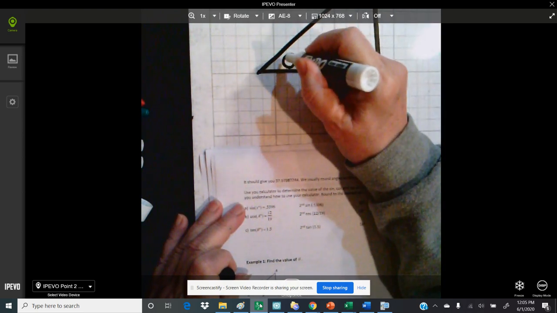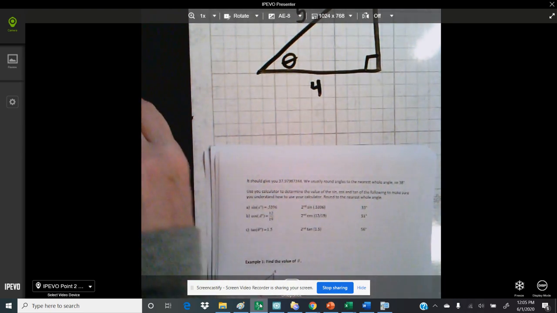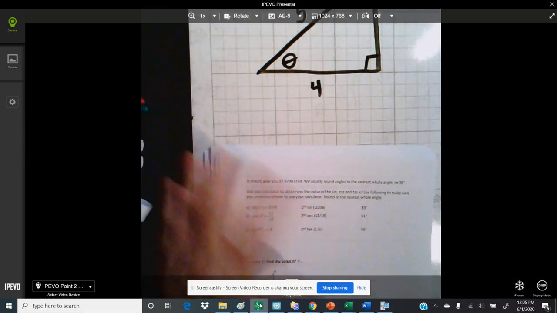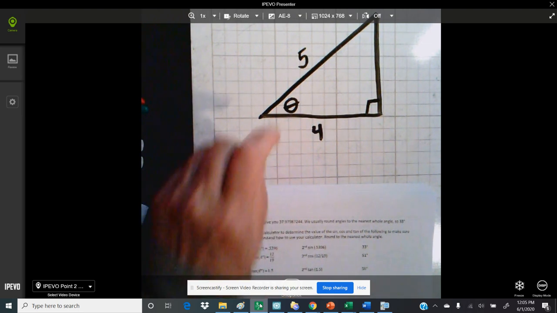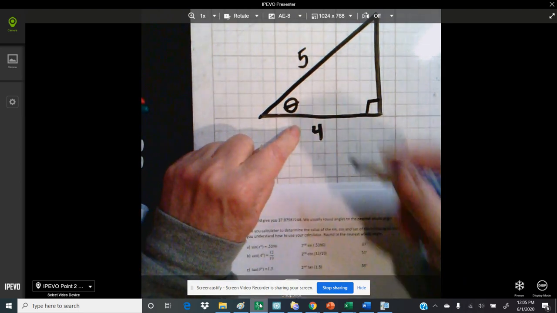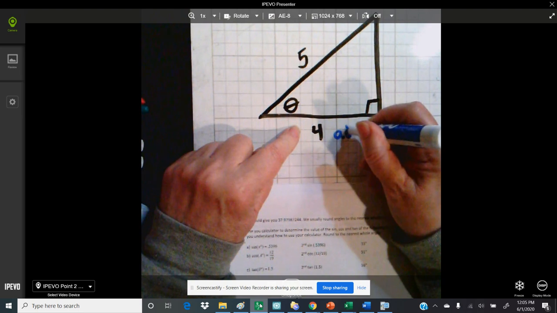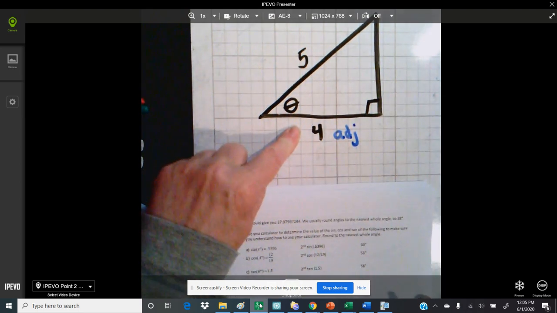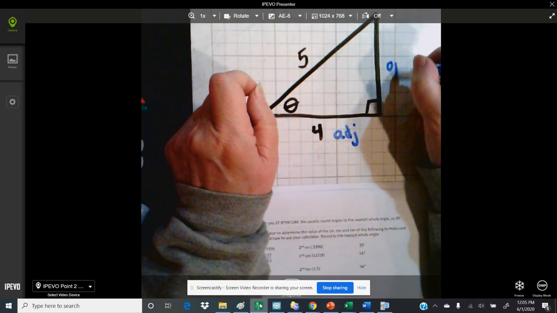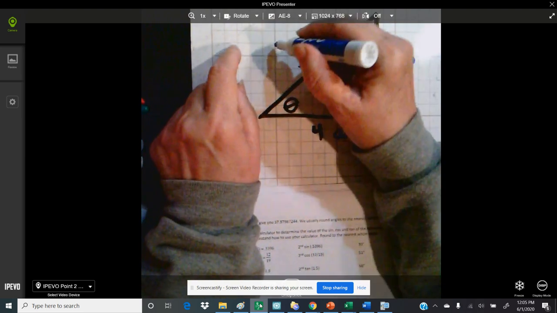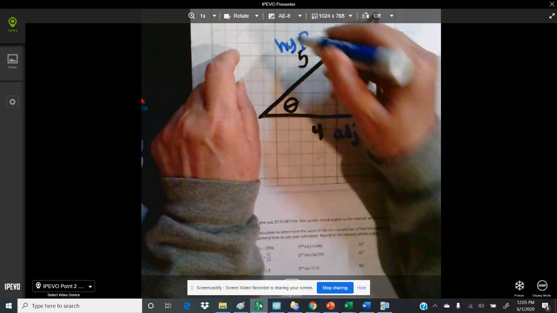Now let's see how we're going to do this. Here's an example. Here's a triangle, and it's the angle that I don't know. I know that this side is 4 and this side is 5. Once again, we have to decide, am I going to use sine, cosine, or tangent? Based on this angle, this side is adjacent. It's the closest one to my angle. So that's adjacent, which means this one here is opposite, and this one's across from the 90, so this is my hypotenuse.